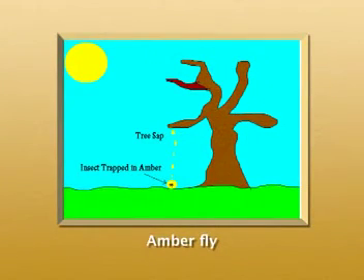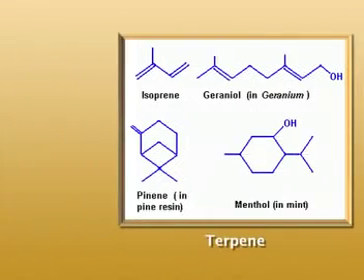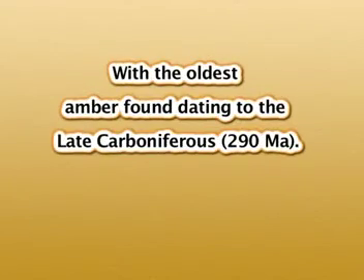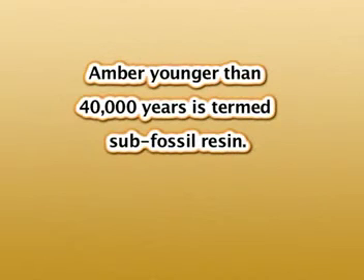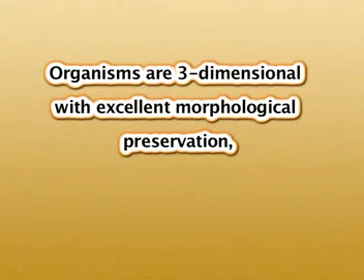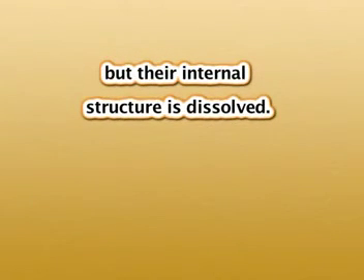Amber forms when plant resin is exposed to the air, causing its constituent molecules, that is terpenes, to cross-link and harden. The substance is very resistant to decay, with the oldest amber found dating to late Carboniferous period. Amber younger than 40,000 years is termed as subfossil. This is highly useful if the amber has plants or animals trapped inside. Organisms are three-dimensional with excellent morphological preservation, but their internal structure is dissolved.